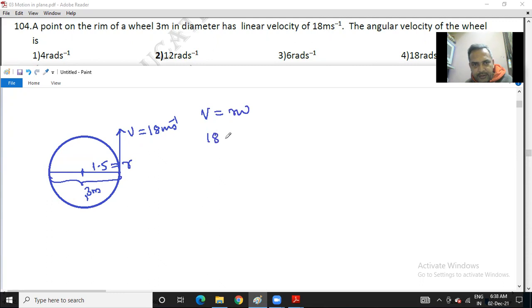So v is mentioned as 18, r is 1.5, and we need to find omega. So this will be 180. So 15 into 12 is 180. So omega is equal to 12 radian per second. So the second option is correct.